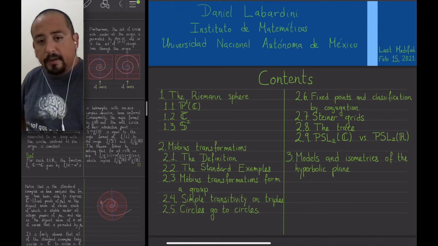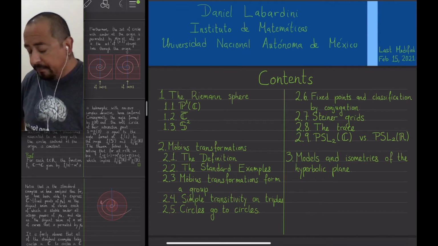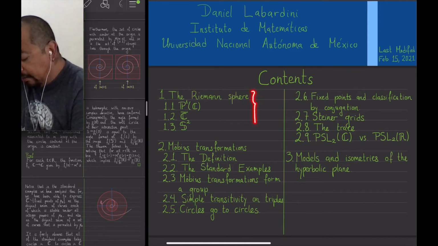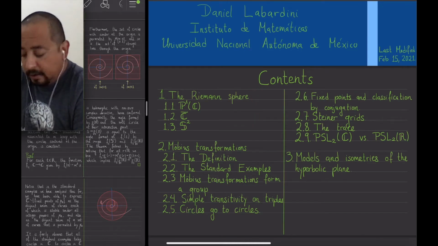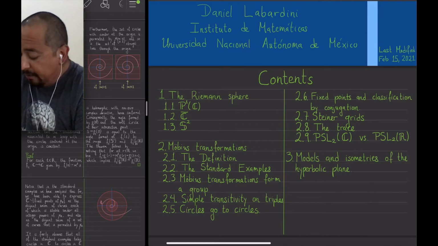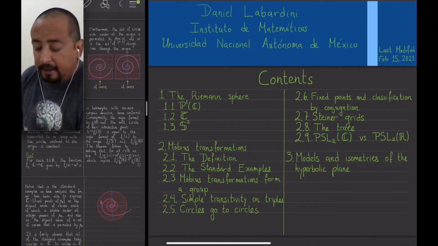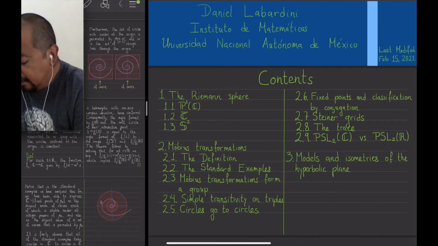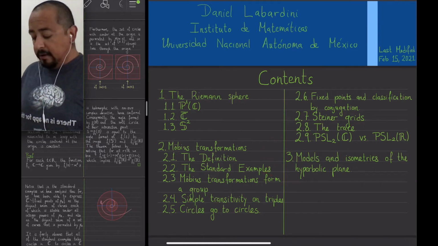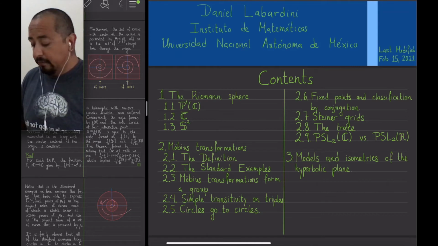Okay, so let us start our third class. Recall that in the first class we saw the Riemann sphere. We studied some basic properties of its three models, its three realizations. And in the second class we saw the definition and some basic examples of Möbius transformations.